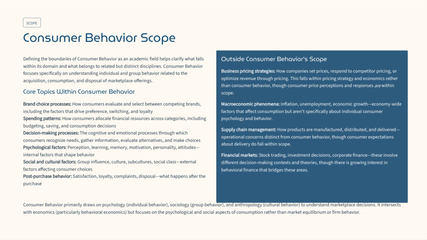Supply chain management, which deals with manufacturing, distribution, and delivery, is also outside consumer behavior, though consumer expectations about delivery do play a role. Similarly, macroeconomic phenomena such as inflation, unemployment, and economic growth affect consumption, but are not specifically about individual or group consumer psychology. Business pricing strategies, how companies set and respond to prices, are more about economics and revenue optimization, although consumer perceptions of price are relevant.